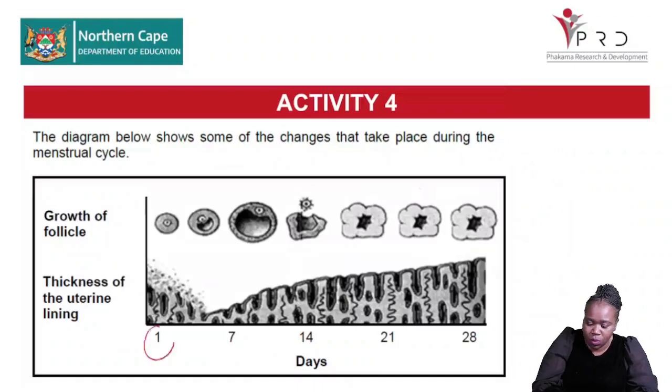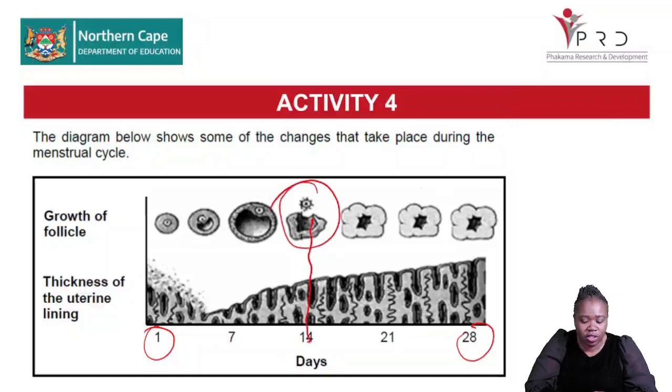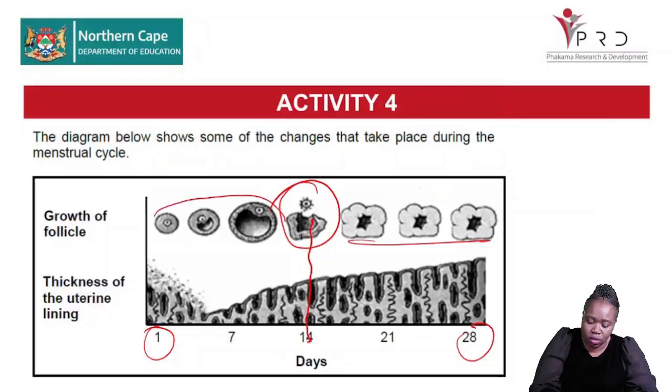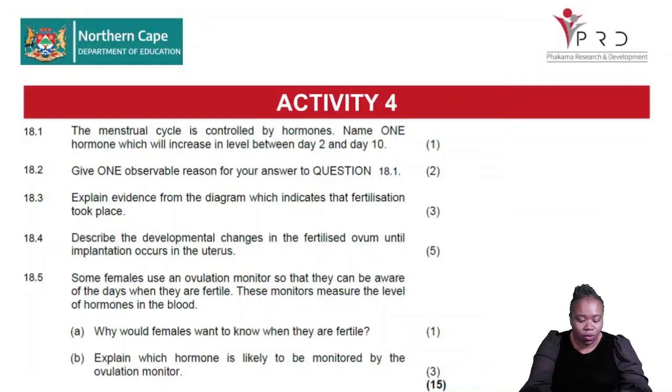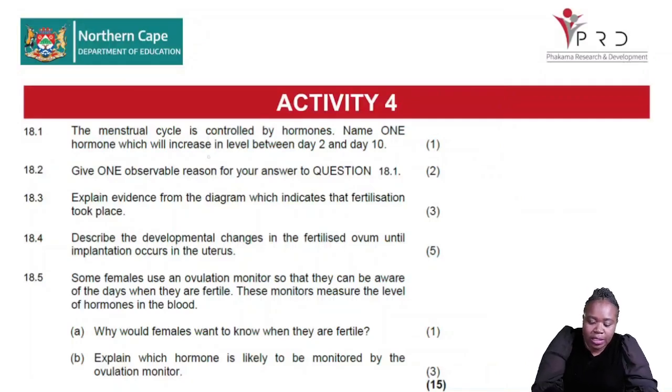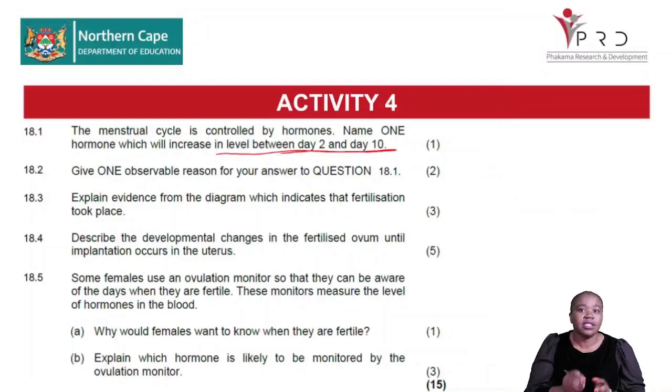So we can see from day 1 until day 28. Day 14, we can see ovulation taking place there, and then we have our corpus luteum, and here we are having the development of the follicle, and we have the Graafian follicle over there. Right. Now, 18.1 says the menstrual cycle is controlled by hormones. Name one hormone which will increase in level between day 2 and day 10.